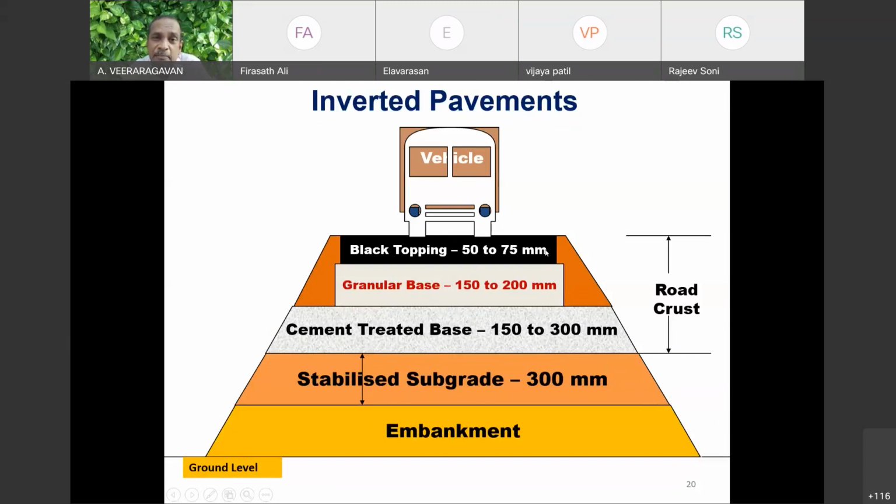And as I was mentioning, the majority of the roads in the country do not warrant a bituminous pavement with a higher thickness. You can easily go for the inverted pavement. What is inverted? If you say E1, E2, E3, E3 becomes more than E2. Therefore, it becomes an inverted pavement. I provide a strong subgrade. I have stabilized the subgrade. I am providing a cement-treated base. I improve the subbase. With the result, the thickness of the layers can be broadly reduced.